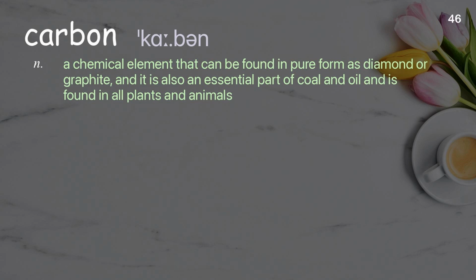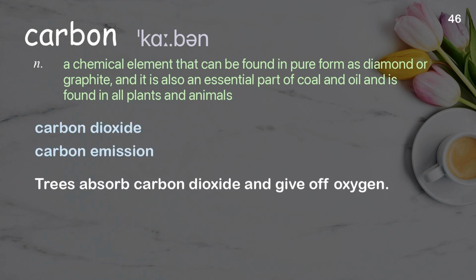Carbon. A chemical element that can be found in pure form as diamond or graphite, and it is also an essential part of coal and oil and is found in all plants and animals. Examples. Carbon dioxide. Carbon emission. Trees absorb carbon dioxide and give off oxygen.